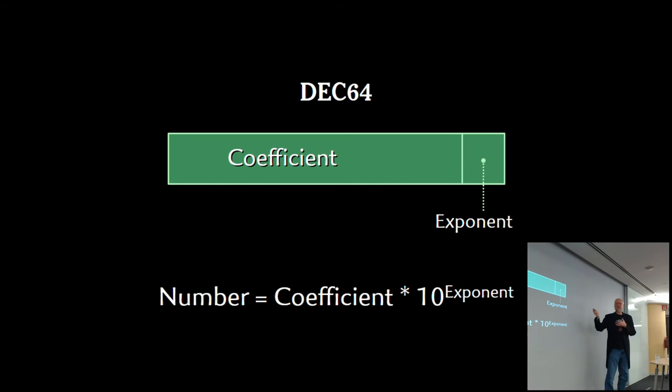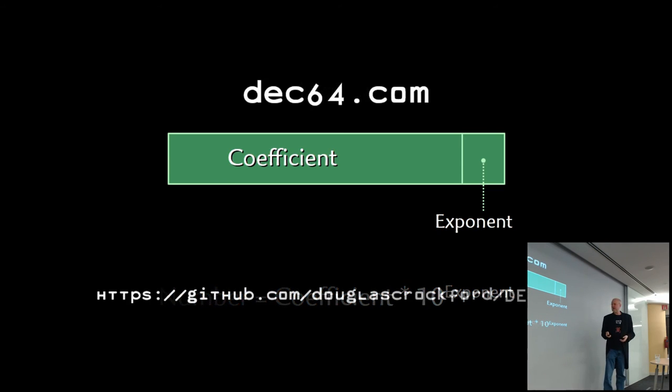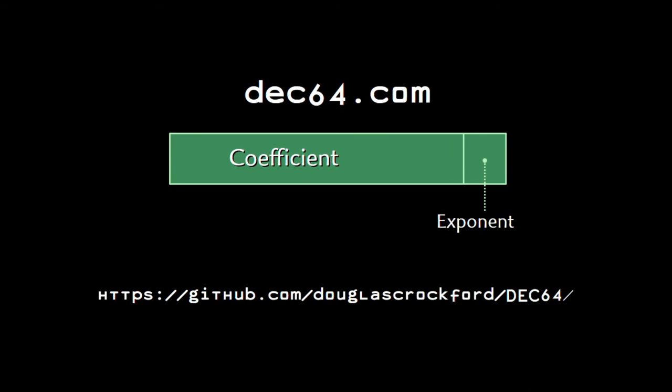So this is what we should have. If there's anybody who's working on the next language, the post-JavaScript language, you want to put this into your project. This is an implementation of DEC64. It's available on GitHub. It's in assembly language. It's as fast as I know how to make it. I imagine that someone else could make it even faster. But it seems to produce correct results, certainly much better results than we're getting in binary floating point.